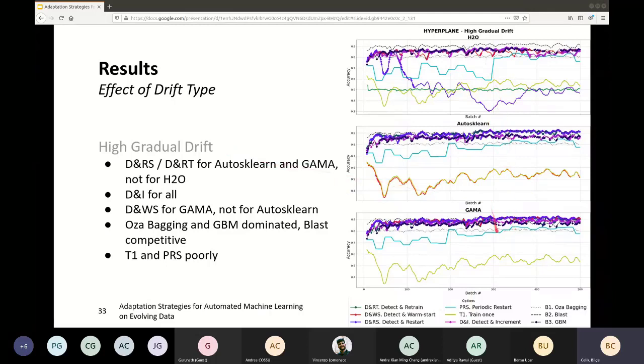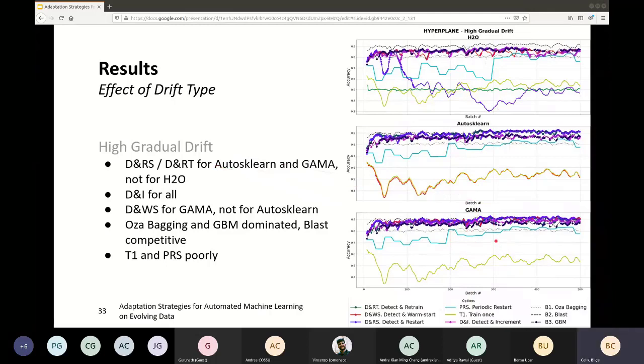Warm starting the AutoML optimization works well for Gamma, which is the red line, but not so much for Autosklearn. This is likely because of the Bayesian surrogate model being misled by the prior pipelines. On the other hand, Gamma's evolutionary approach manages to evolve from the previous pipelines.